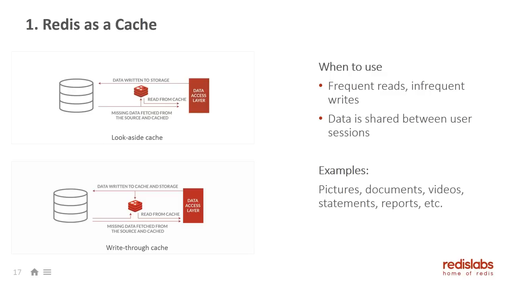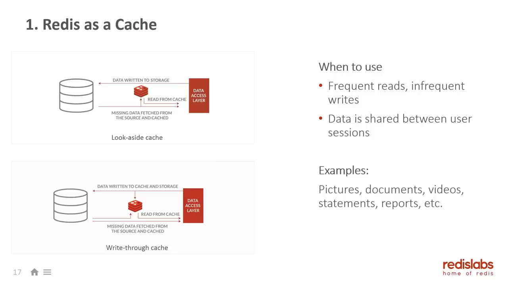In a look-aside cache, you don't normally write anything to the cache. When you update any data, you update your main database. In this case, it would be MySQL. But when you read data, you're reading it from cache. And if there is a hit, you read that data. If there is a miss, you go and fetch that data from MySQL and store it in the cache and read that data. So for all subsequent reads, you read from cache.